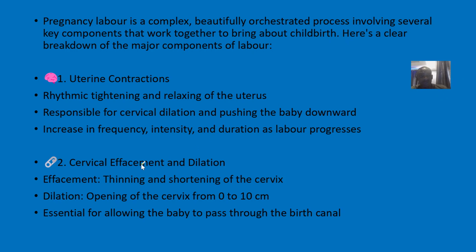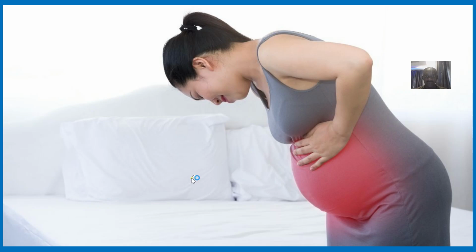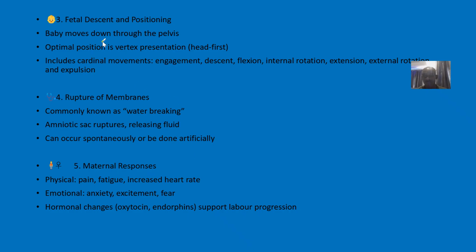Okay. So cervical effacement and dilation. This is when the cervix starts becoming thinner, and thinner, and thinner. Up next, what we have is fetal descent and position. So the baby is moving down through the pelvis. Optimal position is vertex, that's the head should present first.